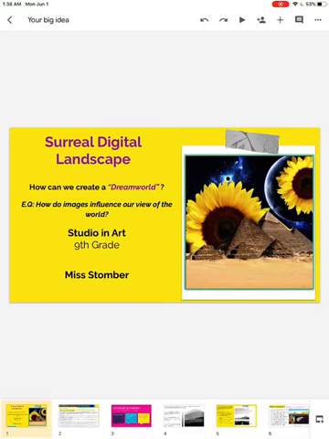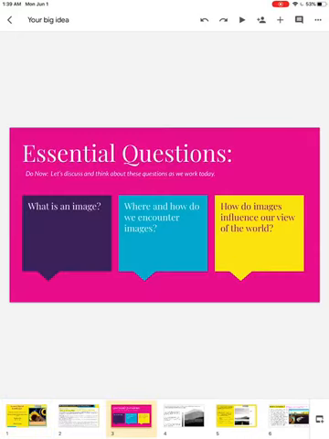We're going to explore how images influence our view of the world and how this can also inform something like a dream world. So some of the questions we're going to explore as we learn this unit is, what is an image? Where and how do we encounter images? And how do images influence our view of the world? This is our heavy hitter question because we really want to investigate today how images in our world that surround us constantly actually help us create our perception of the world. How do we view it?